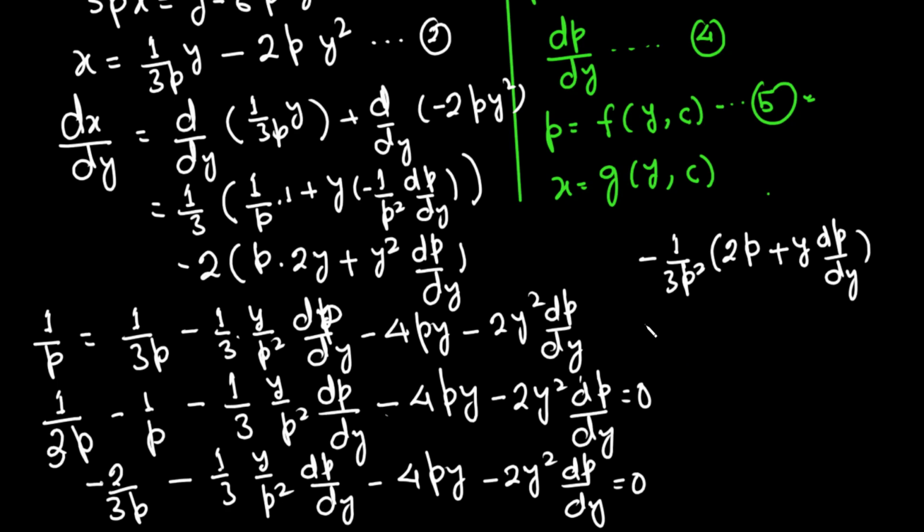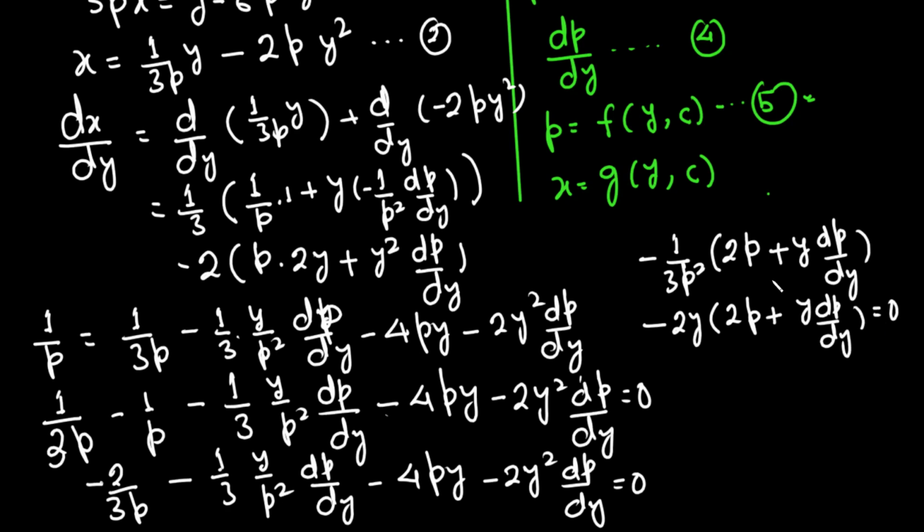And from the last two terms, we are taking common minus 2y. So inside the bracket will be 2p, plus y dp over dy, since we have taken 2y outside. dp over dy equals 0.